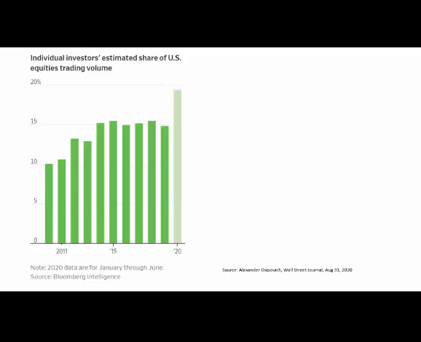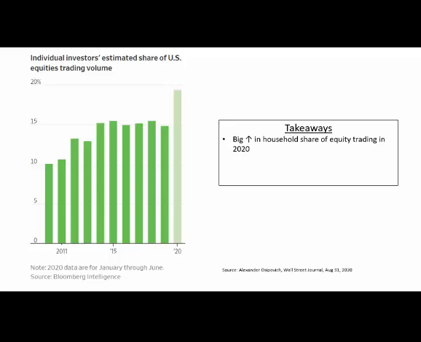Finally, let's look at what's going on in 2020. This is a graph of individual investors' estimated share of U.S. equities trading volume. And we can see on the far right the share for the first half of 2020. You can see that the individual investors' estimated share has hovered around 15%, and it spiked to close to 20% in 2020. So there's been a big increase in household share of equity trading in 2020.